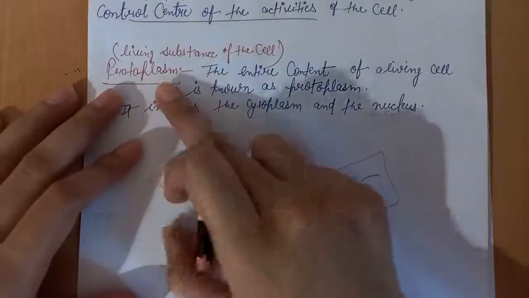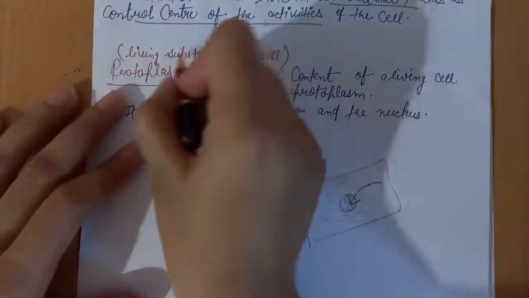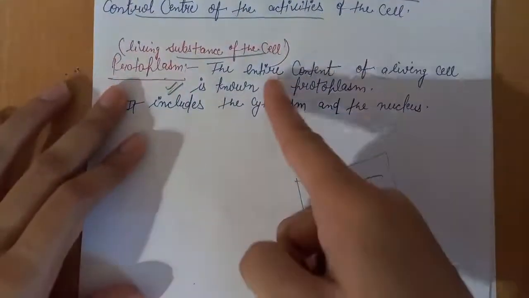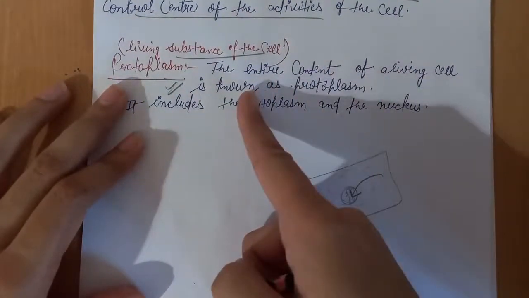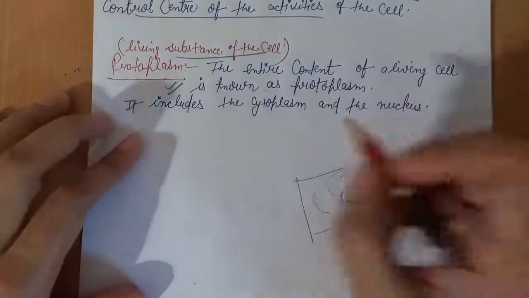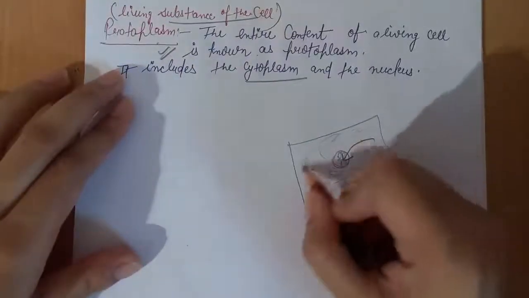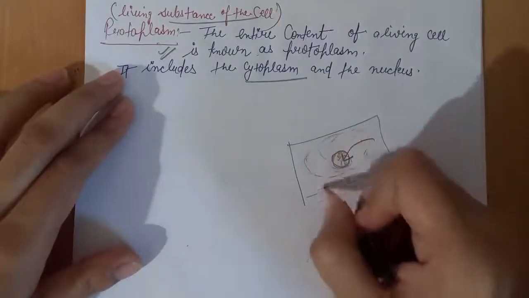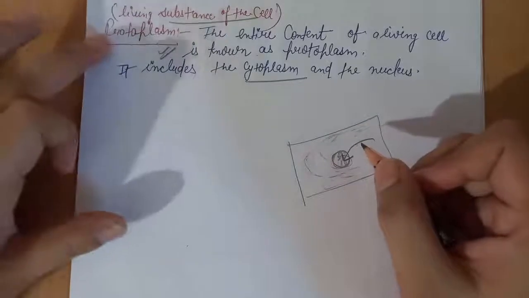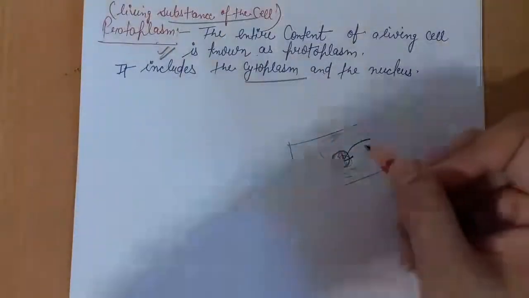Next is protoplasm. What is protoplasm? The living substance of the cell is called protoplasm. The entire content of a living cell is known as protoplasm. It includes the cytoplasm and nucleus. So the entire content of a living cell is known as protoplasm, and that includes cytoplasm and nucleus.